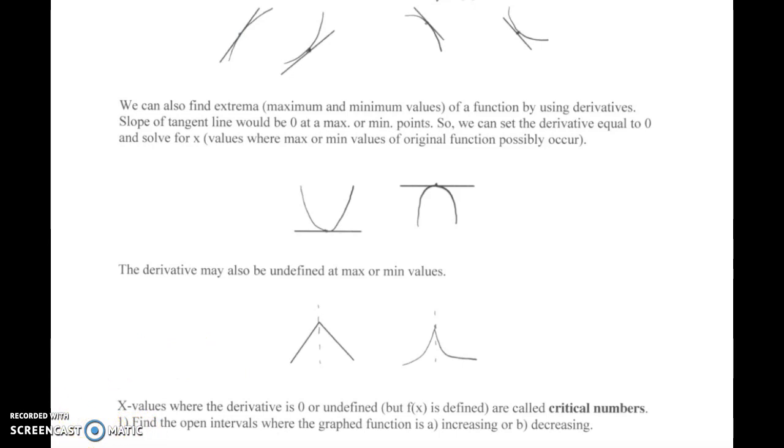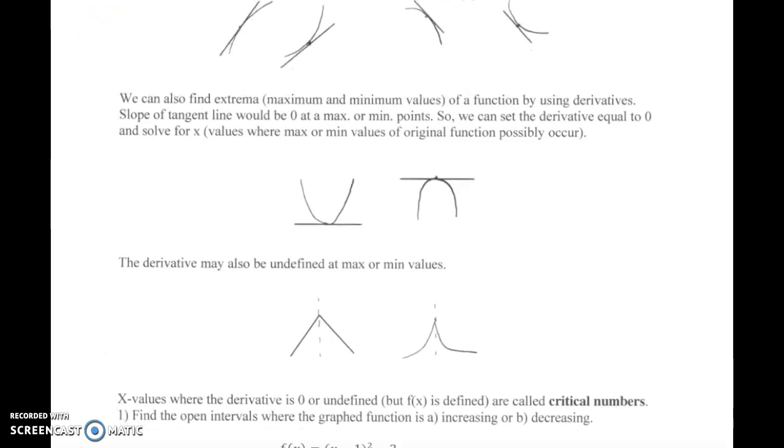So what we want to do when we're looking at these critical numbers is find the intervals of our function where it is either increasing or decreasing. Let's look at an example.